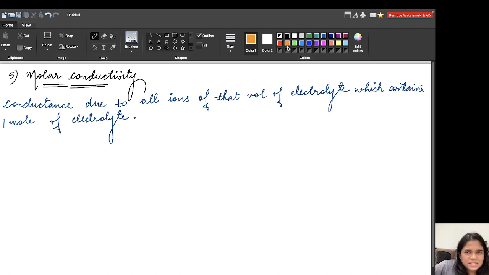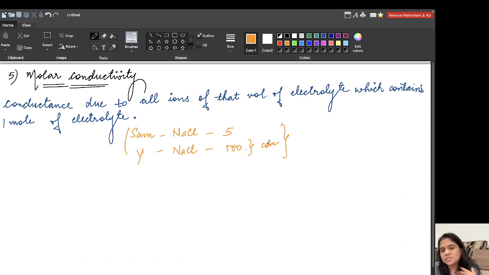Now, why was this term basically introduced? Suppose I asked Sam how much is the conductivity of NaCl. So he told, okay, this might be 5. Sam is reporting 5. The other person, Y person, is telling no, the conductivity of NaCl is 500. Why? Because maybe this one is in major concentration, the number of ions might be more. So that's why molar conductivity will give us equal values, because the concentration of both will be the same, which contains 1 mole of electrolyte, right?